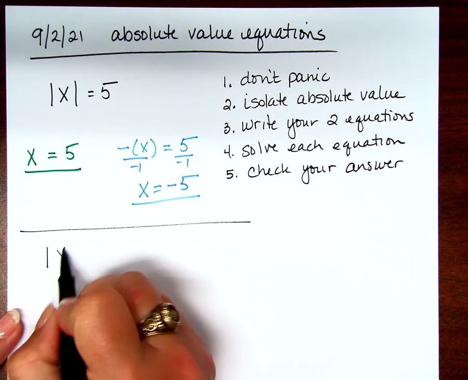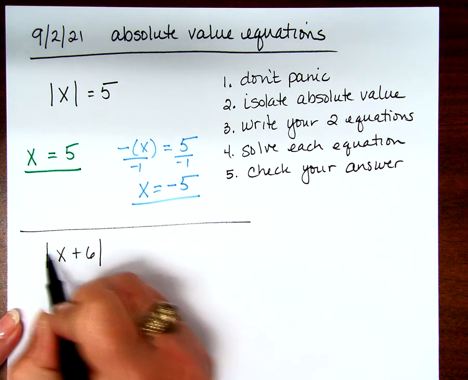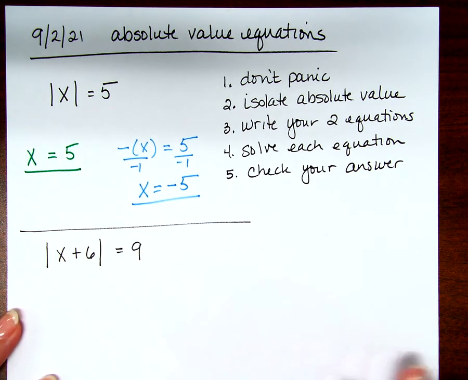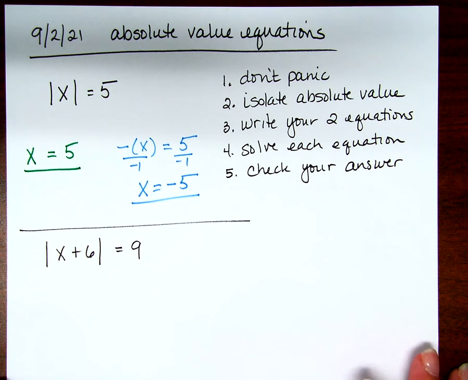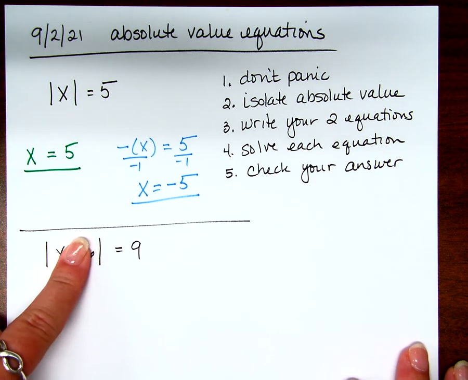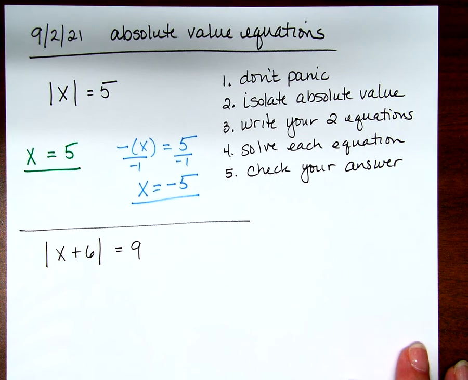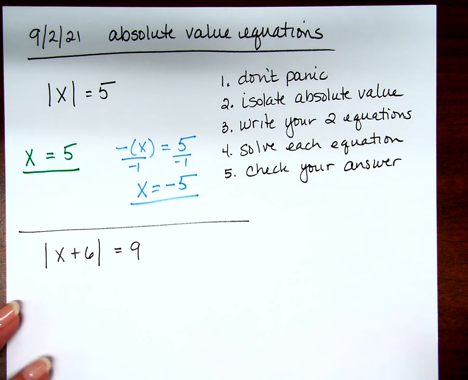Absolute value of x plus 6 equals 9. Now this one's a little bit different, isn't it? Because there's something else inside the absolute value. Do I have to care about that? Not yet, right? Okay, so first step.